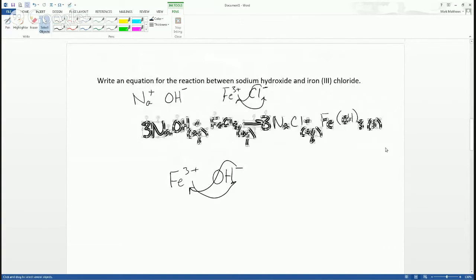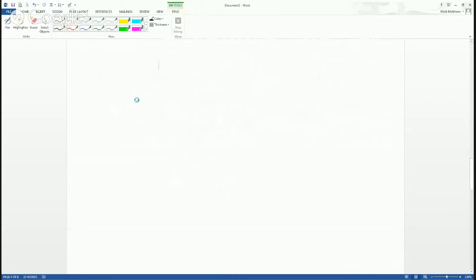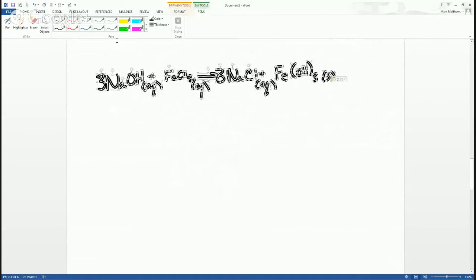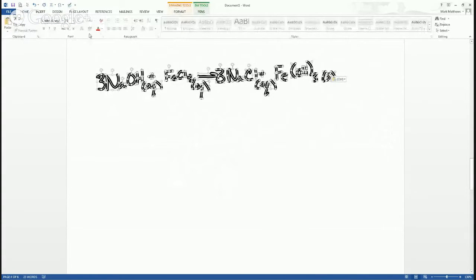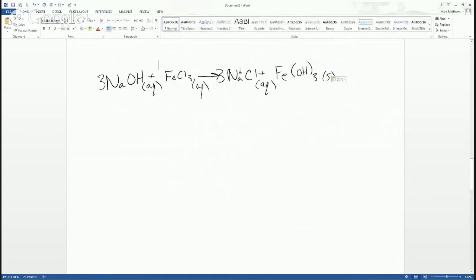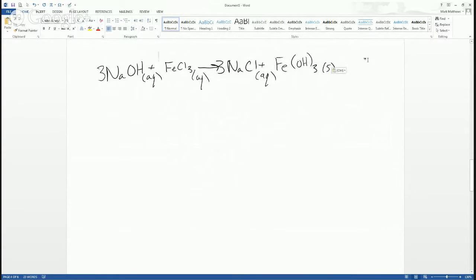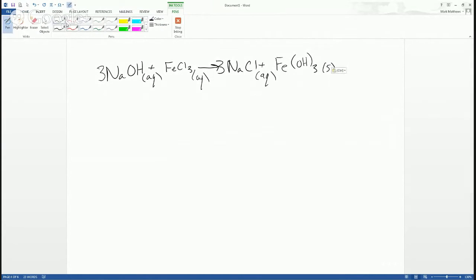So let's see, can I cut and paste this whole thing? That'd be awesome. So yeah, I'll do one of these as a net ionic. Right. So let's say you want to come up with a net ionic of this reaction.